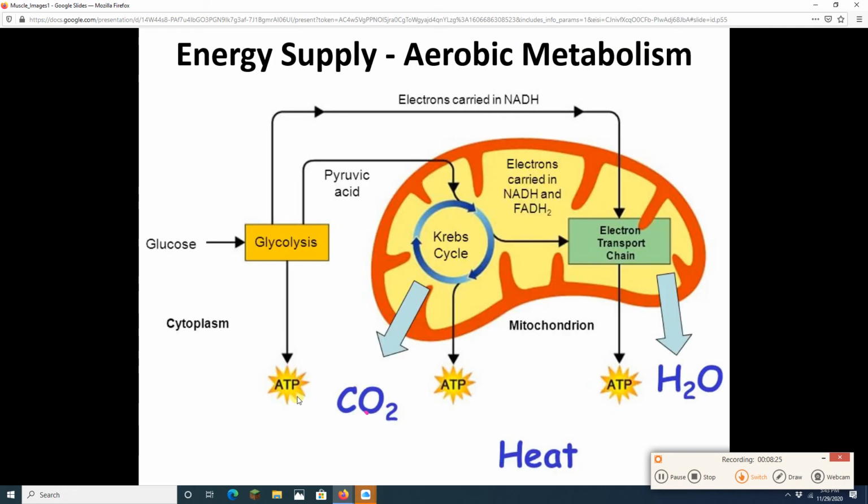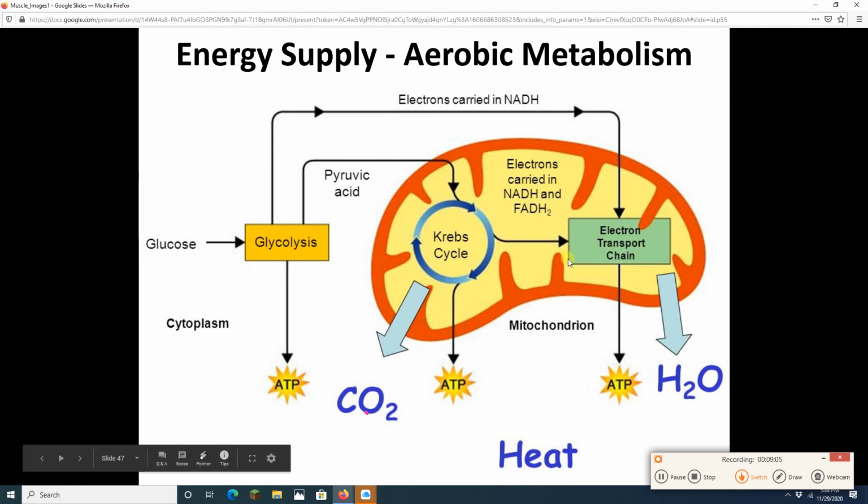Okay, now glycolysis happens in the sarcoplasm, but inside the mitochondria, we can do aerobic metabolism. Aerobic meaning we're going to require oxygen. So the pyruvic acid made from glycolysis doesn't have to become lactate. If there's oxygen available, we can put it in the mitochondria and use it to make more ATP. Pyruvic acid goes through something called the Krebs cycle, also known as the citric acid cycle, and it is going to make a lot of ATP and a byproduct of CO2.